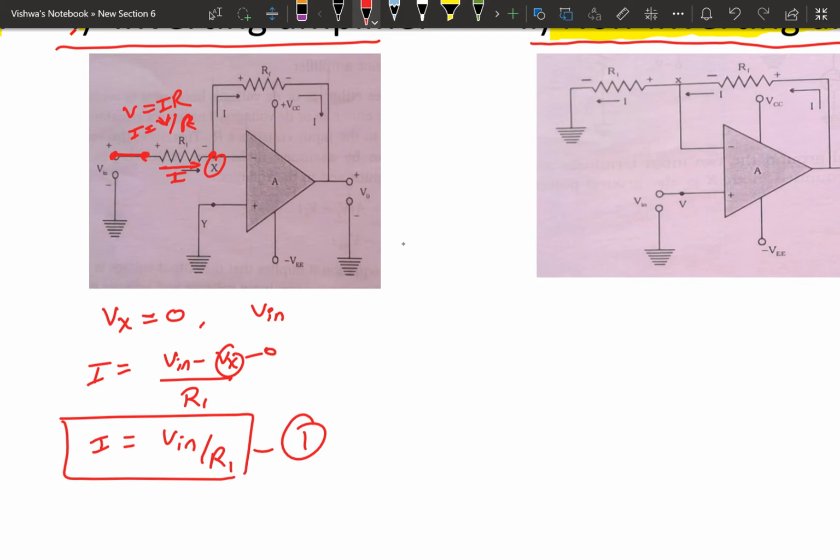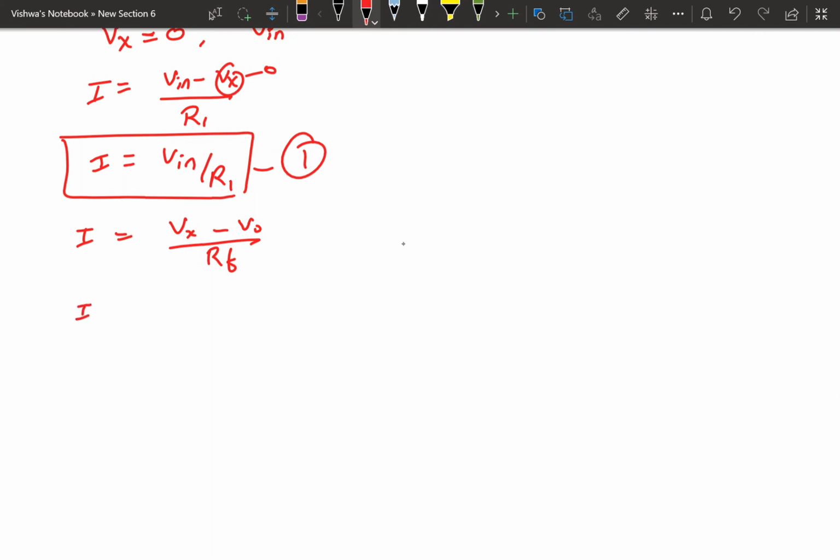Now find the current through the feedback resistor Rf. The current is flowing in this direction. So I equals V divided by R, where V is the potential difference across this resistor, between this point and this point. This point is at virtual ground and this point is at the output. So the voltage at this point is Vout and at this one it is Vx. For that, current I is equal to Vx minus Vout divided by Rf. Vx is at 0 potential, so current I is equal to minus Vout divided by Rf.